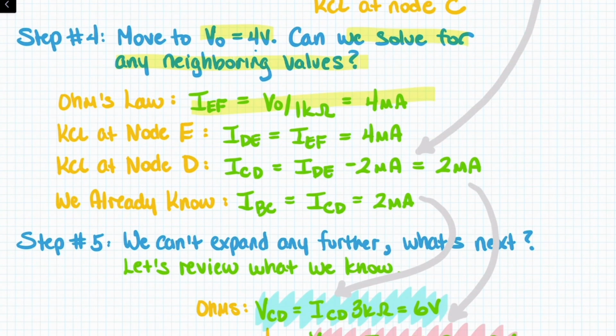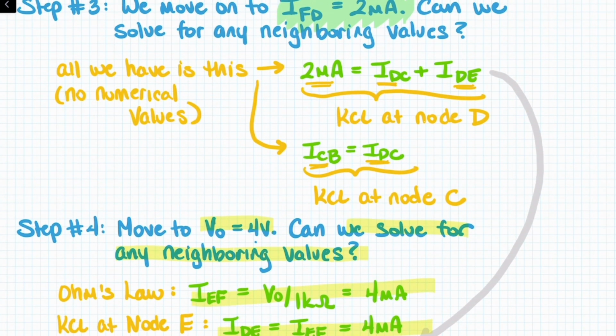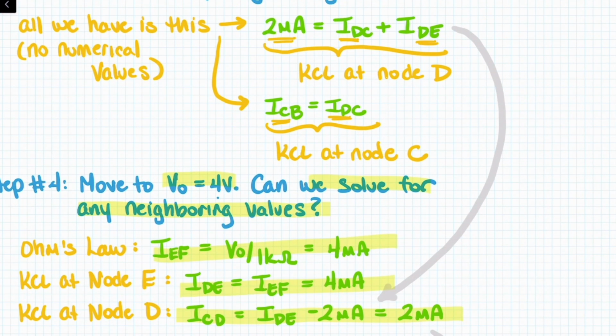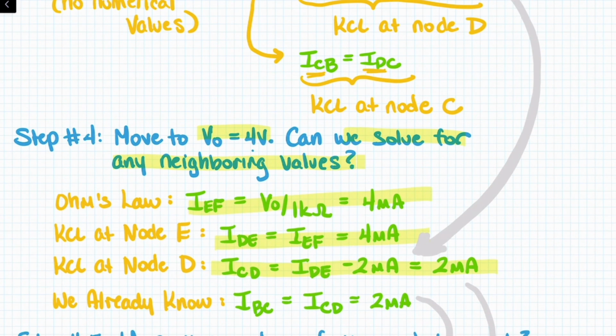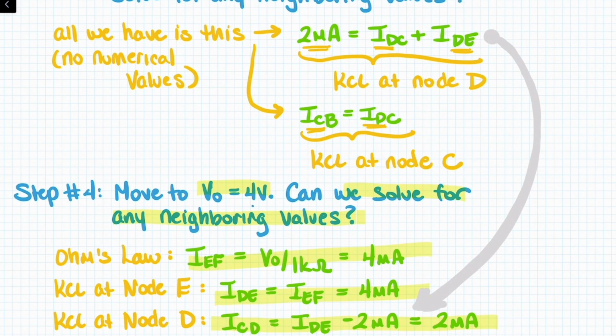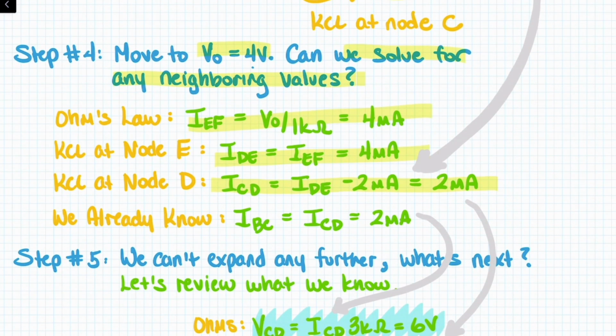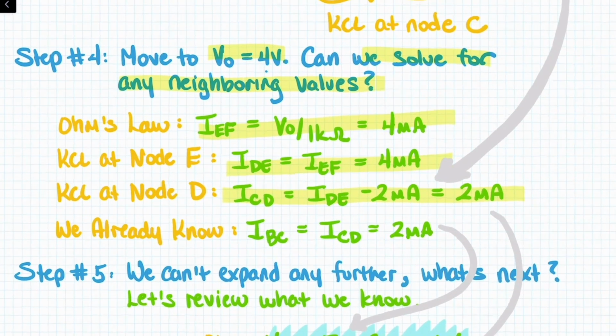We can then see that IDE is equal to IEF. That's just applying KCL at node E. There's one branch coming in, one branch heading out. We can also see that ICD is equal to IDE minus 2 milliamps. Now, where does this come from? This comes from this equation up here, right? We drag that down here, and we see that ICD is equal to IDE minus 2 milliamps. So that comes from applying KCL at node D. And so therefore we see that ICD is equal to 2 milliamps.